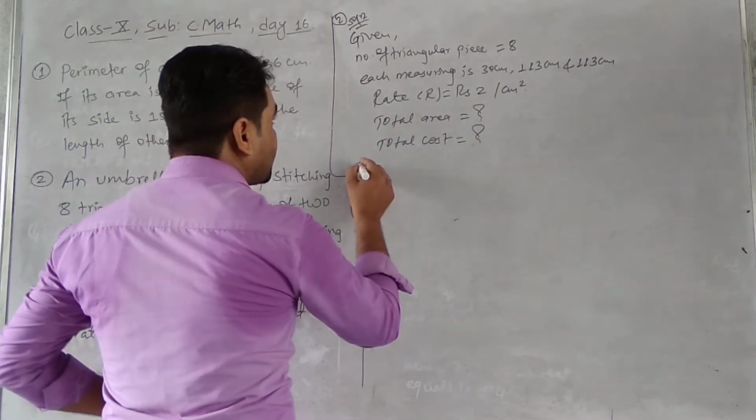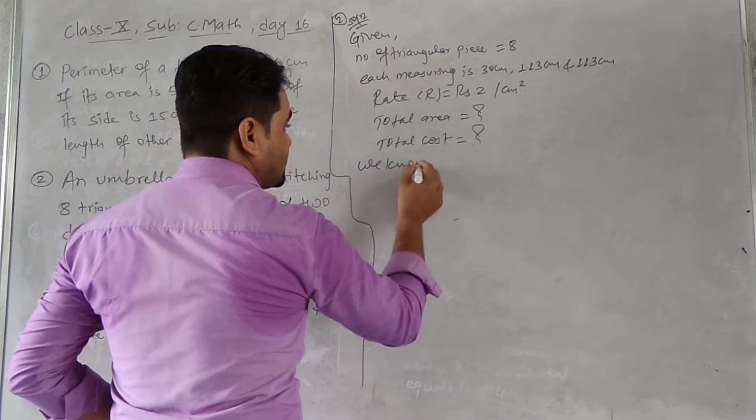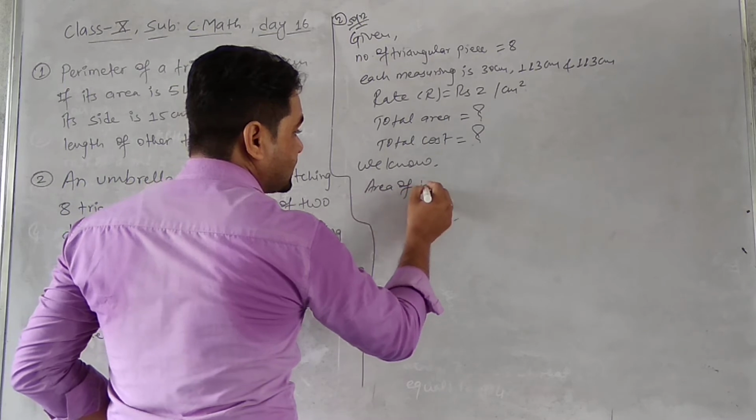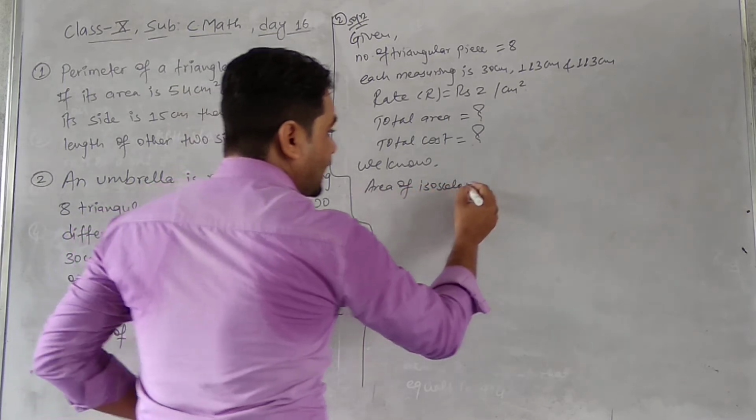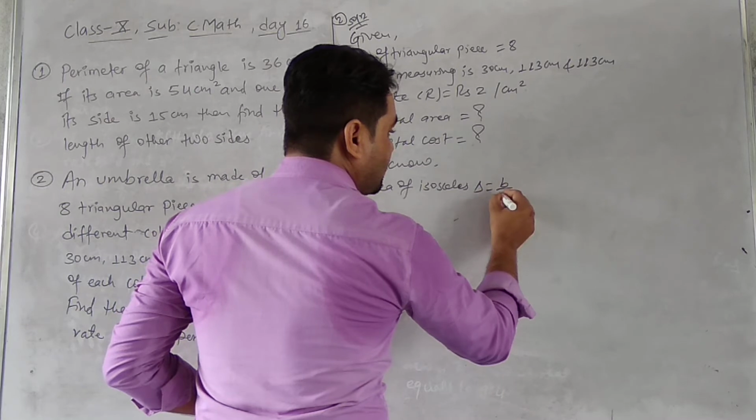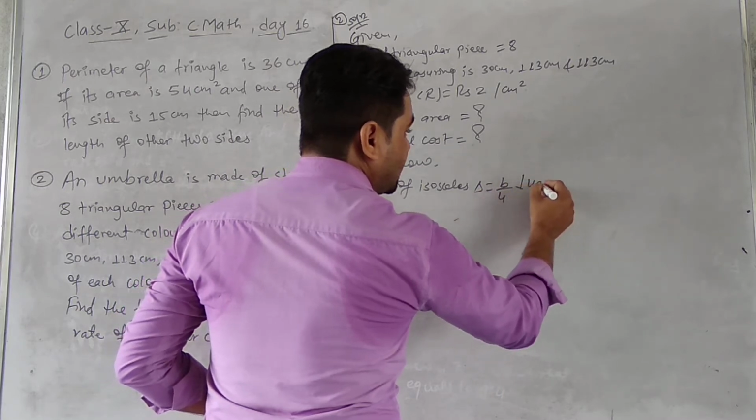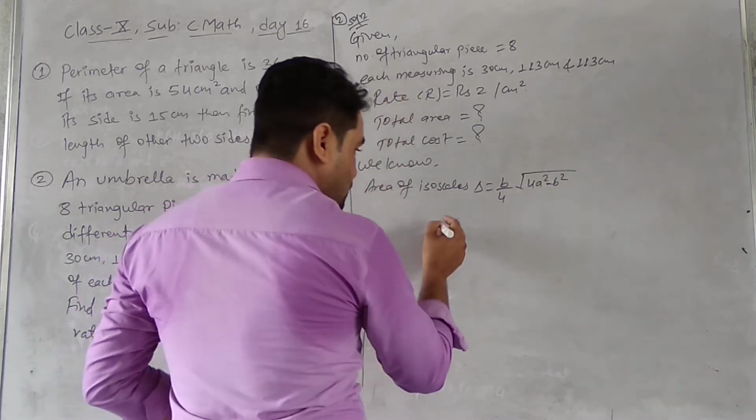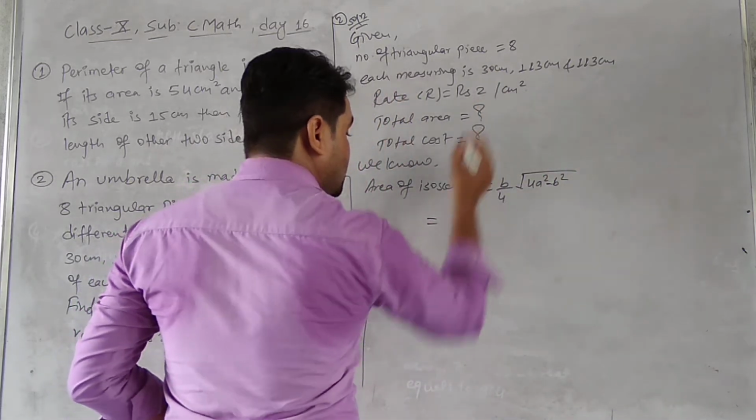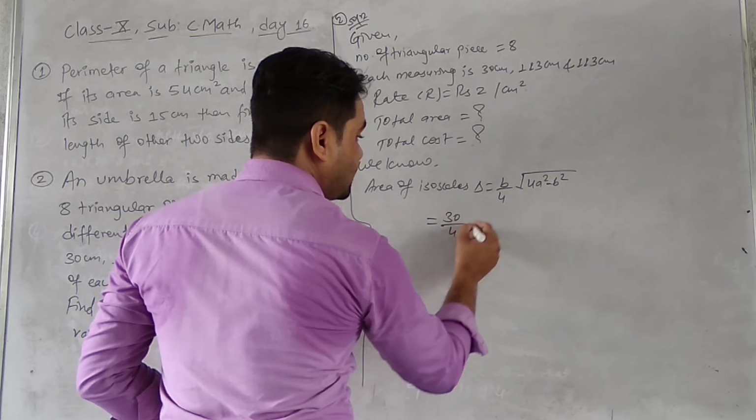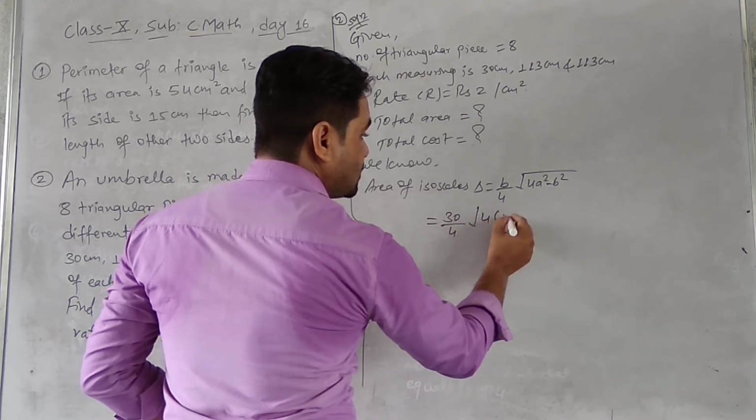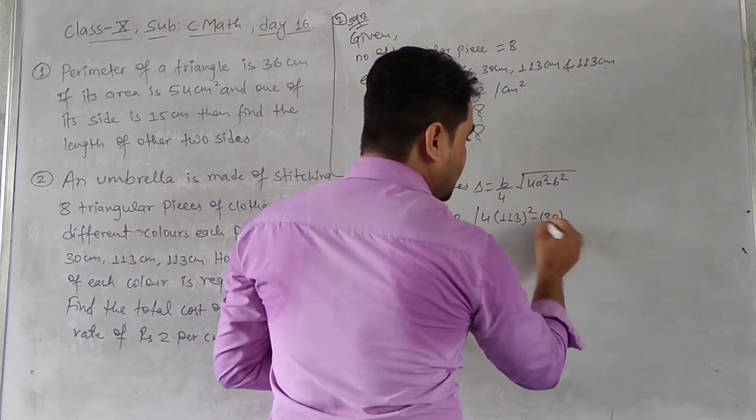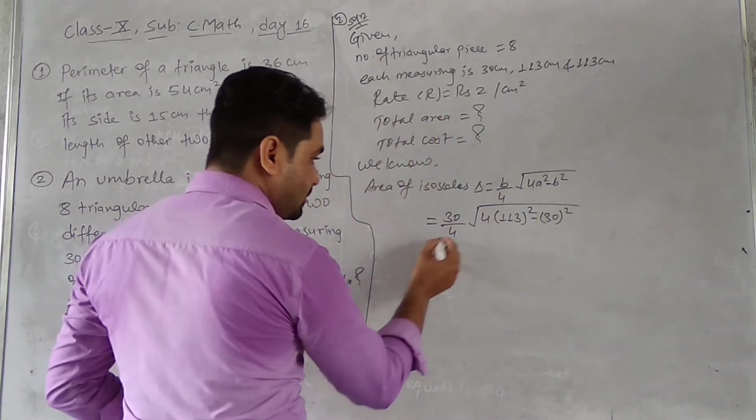Since it is an isosceles triangle, we know the area of an isosceles triangle equals b by 4 root of 4a square minus b square. On the basis of that we are doing it. So we can find: b means the non-equal side, 30, by 4 root of 4 into 113 square minus 30 square.